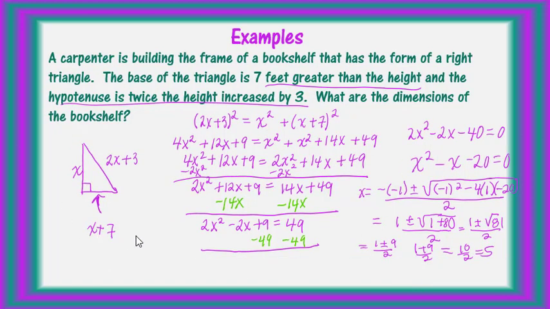So the dimension for this bookshelf is, so x we have as 5, x equals 5. The hypotenuse was 2 times x, which is 5, plus 3, which gives me 13. And then the other leg was x plus 7, which is simply 5 plus 7, which is 12. So we have 5 by 13 by 12.